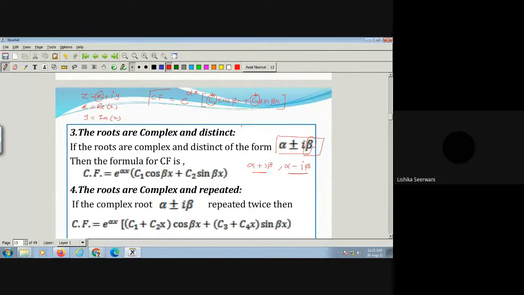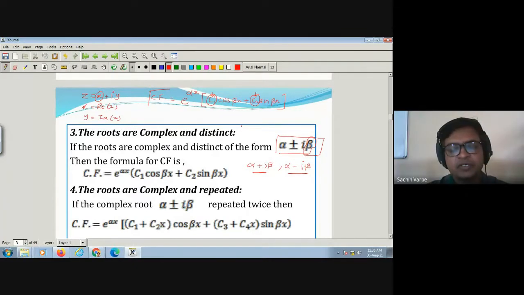So always remember, this is a very important thing, that for odd order we should have at least one root to be real. At least one real root will be there for odd order. For even order, all roots can be complex, all roots can be real, or the mixing possibilities are there. Okay.